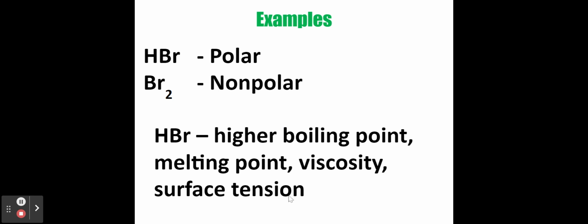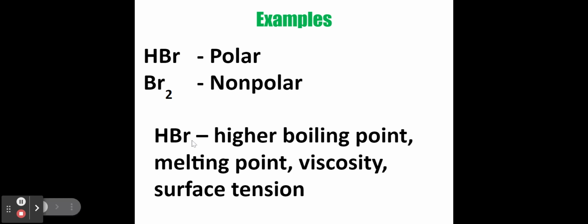Br2 is two bromine atoms bonded together. It's the same atom bonded to each other, and so you have equal electronegativity. There's no difference in the electronegativity, so this is going to be a nonpolar molecule. So we have a polar molecule and a nonpolar molecule. We know the rule is like dissolves like. These are not like each other. We have polar and nonpolar. So therefore, they're not going to be miscible. They're not going to mix together.